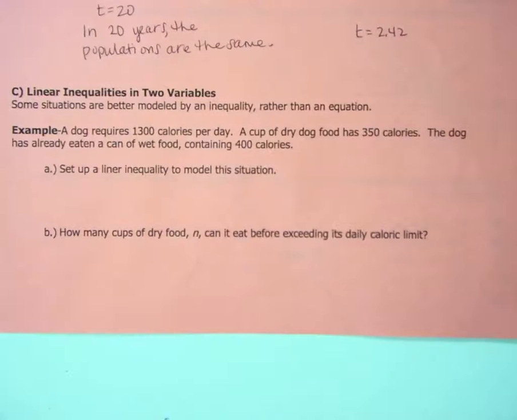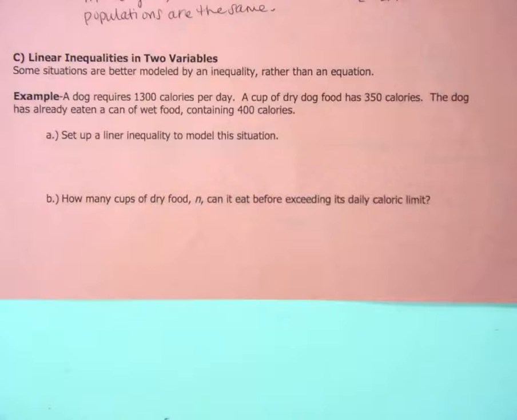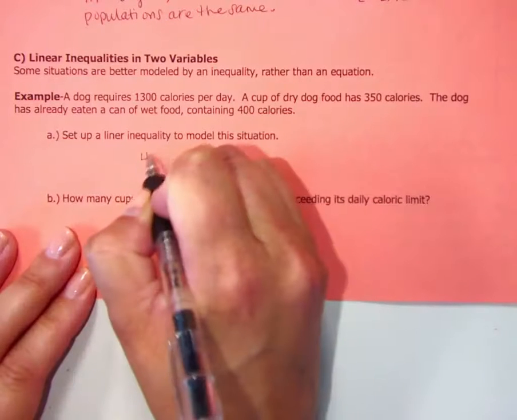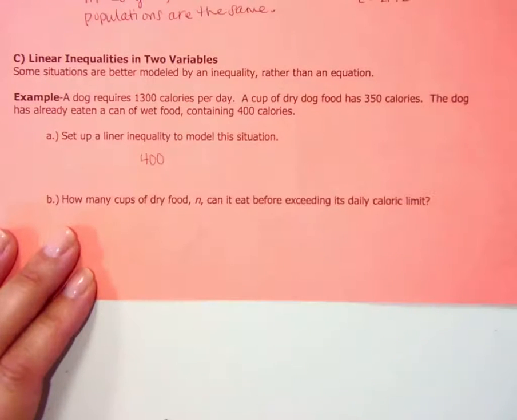All right, last thing, talking about inequalities a little bit. Just kind of some basic stuff here. Some situations are better modeled by an inequality rather than an equation. So the example that we have is that a dog requires 1,300 calories per day. A cup of dry dog food has 350 calories. The dog has already eaten a can of wet food containing 400 calories. So set up a linear inequality to model this situation. So basically, the number of calories that this dog has already consumed.